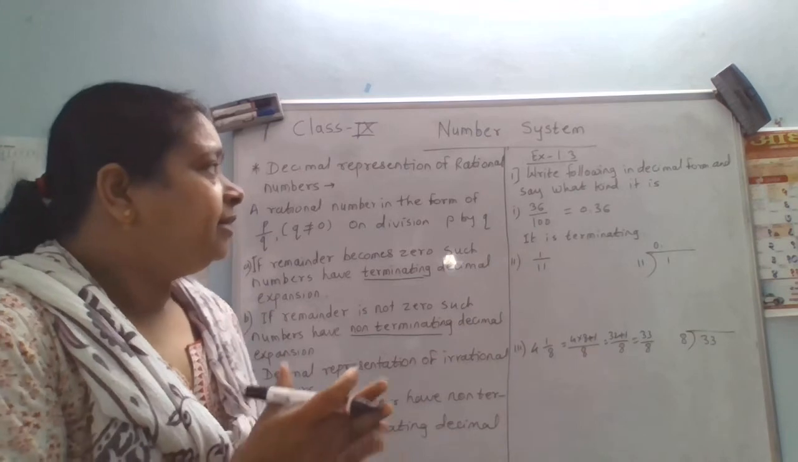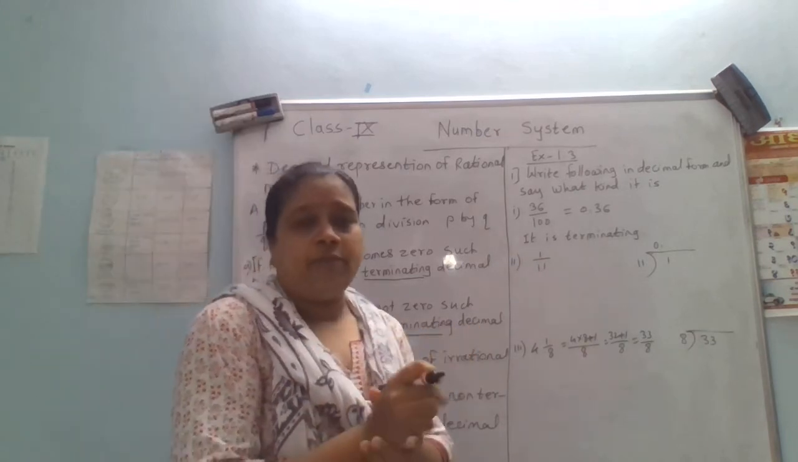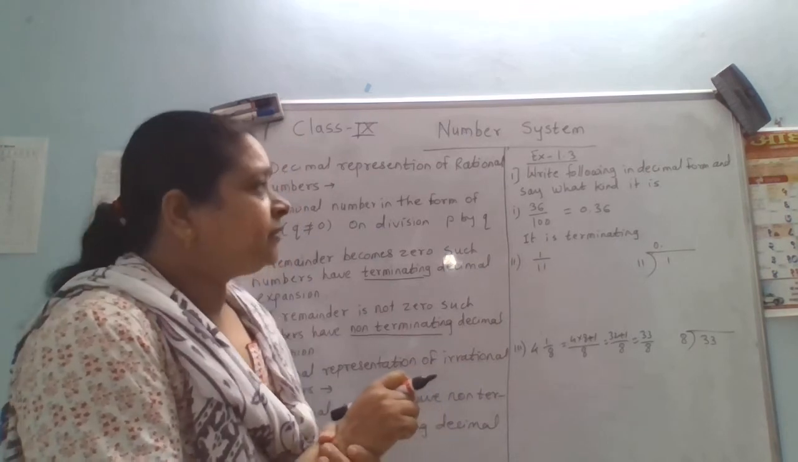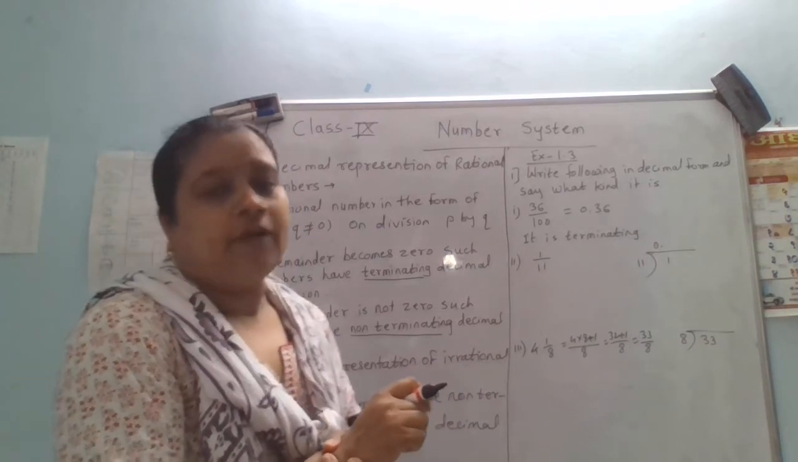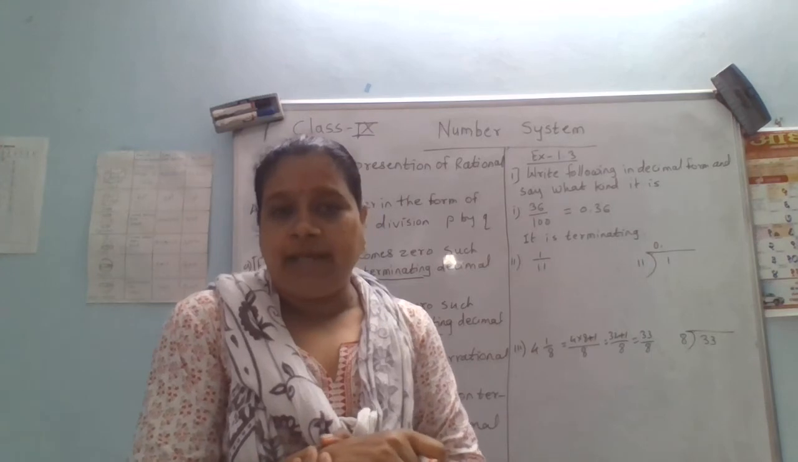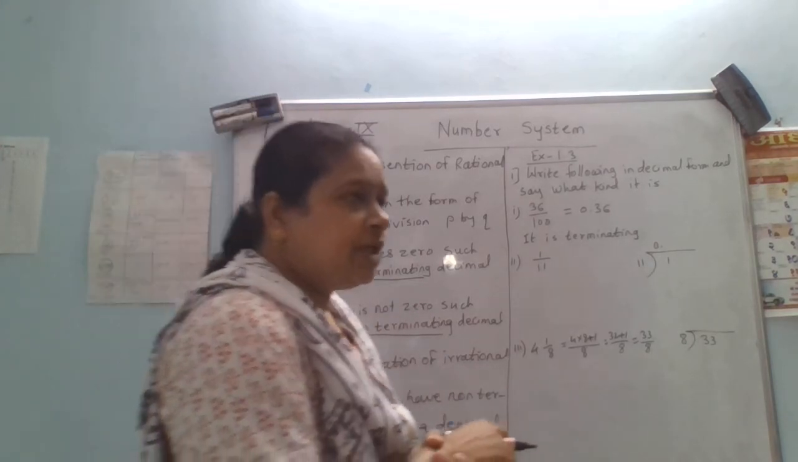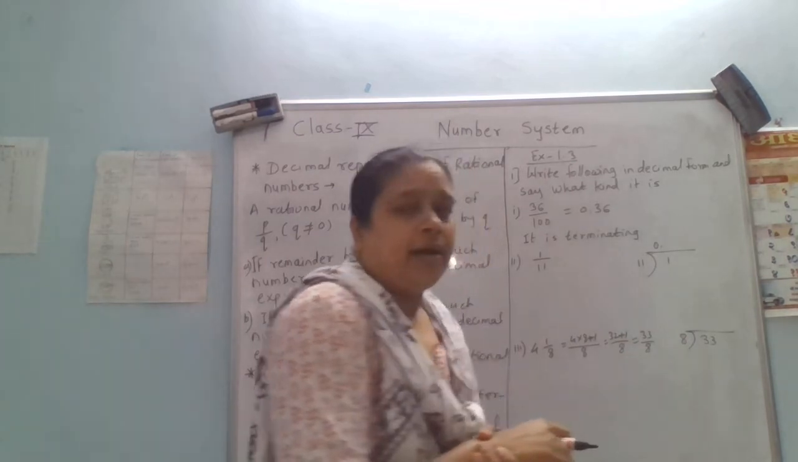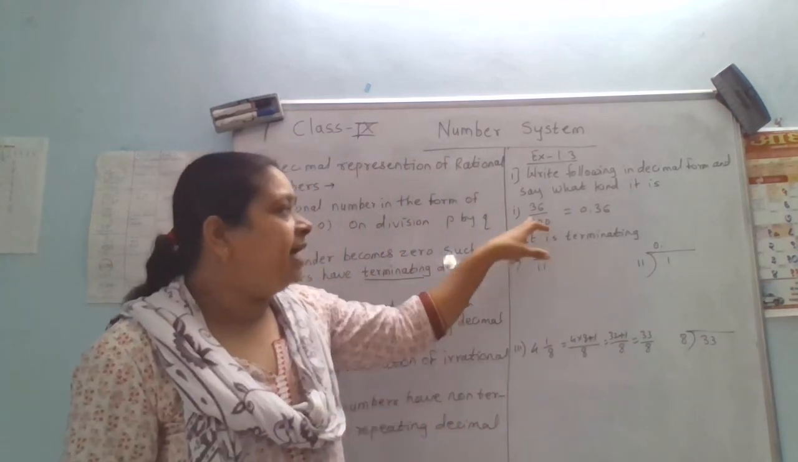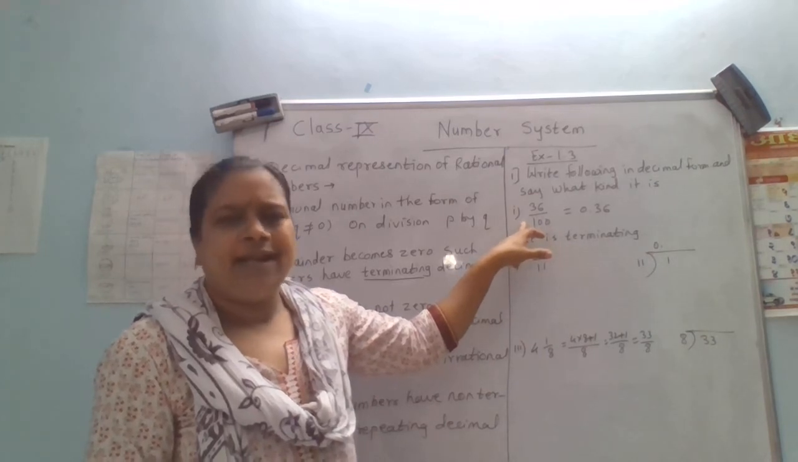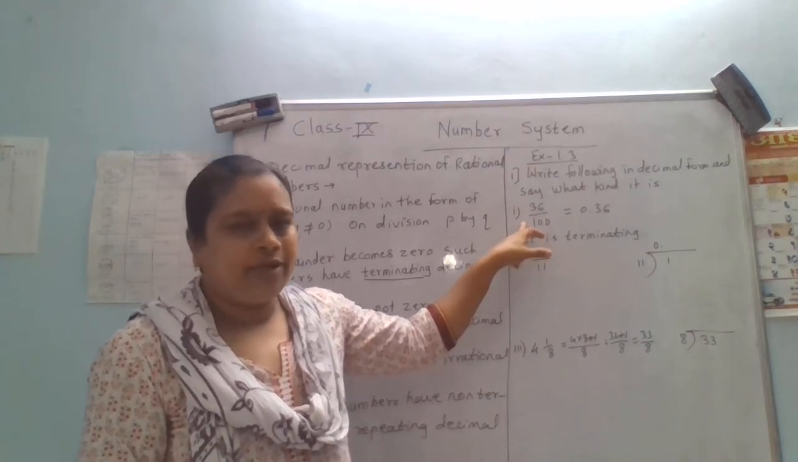Okay, then let us take exercise 1.3. The question is, write the following in decimal form and say what kind it is. What kind it is means either it is a terminating decimal expansion or a non-terminating decimal expansion. Then the first question is 36 upon 100. We know that if the denominator is 10, 100, 1000, then there is no need of division. You already know it.